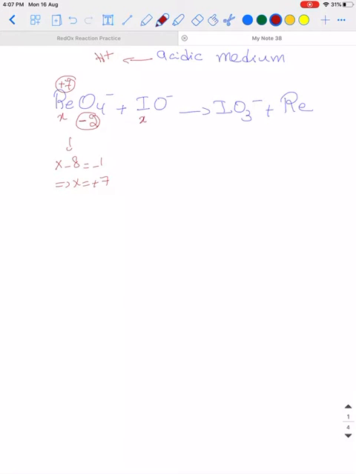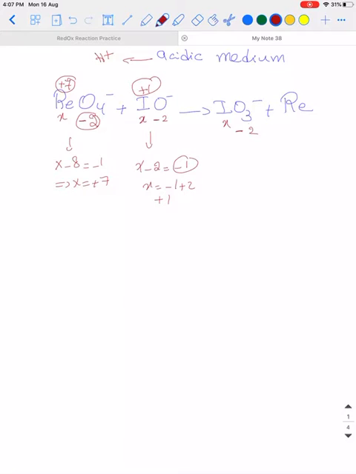For IO minus, there is no specific rule for iodine. Oxygen here is -2. Solve for X. So X minus 2 equals the total charge -1. So X equals -1 plus 2, which is +1. So I here is +1.